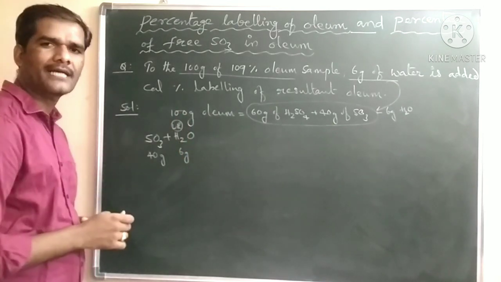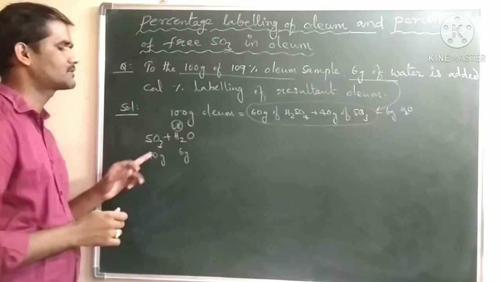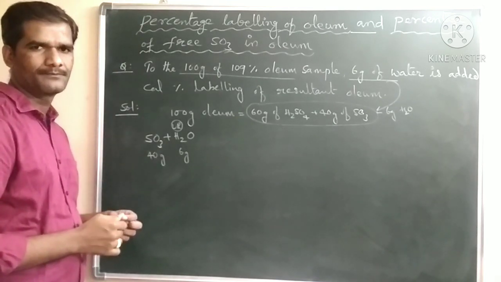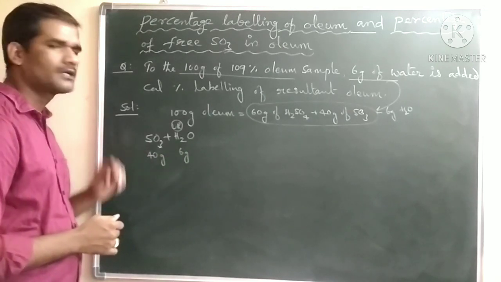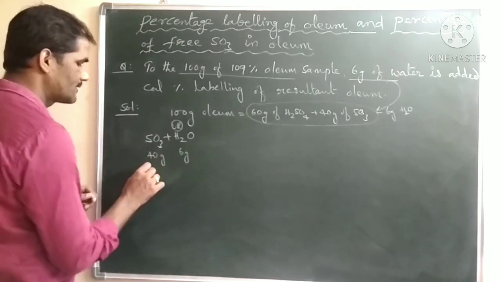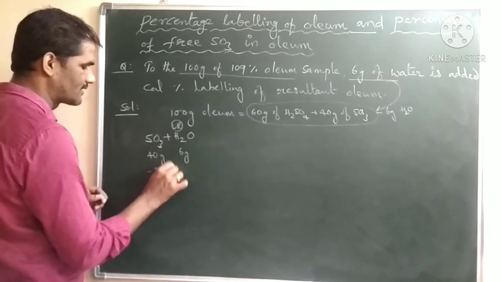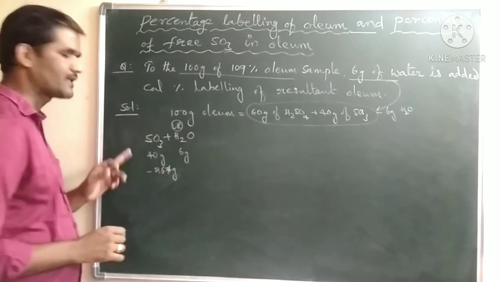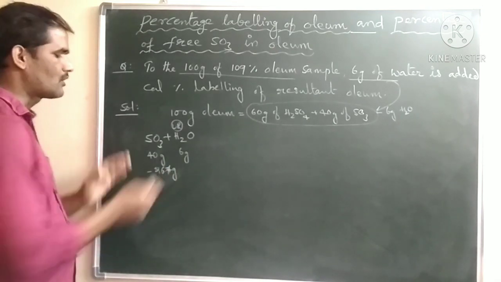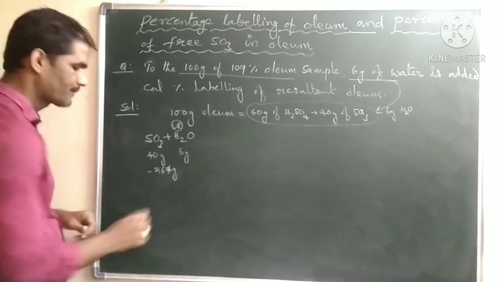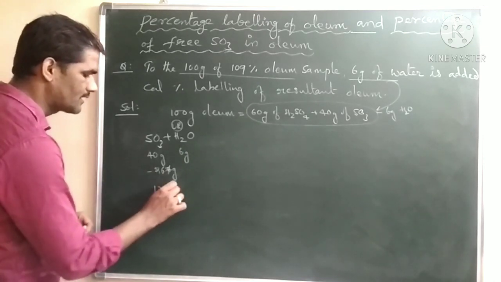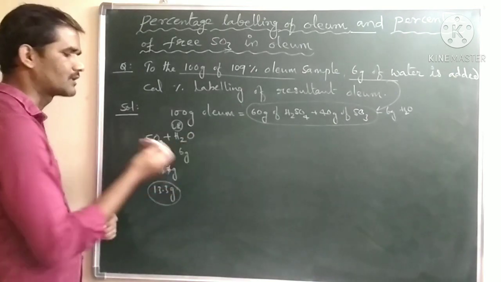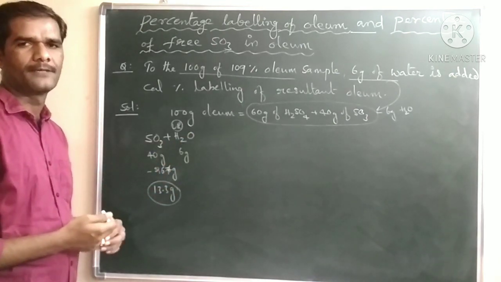Here SO3 will not react completely. Why? Because for 40 grams, the water required is 9 grams. Here only 6 grams is available. So for 6 grams, the amount of SO3 reacted is almost 26.7 grams. 26.7 grams of SO3 only will react. Then how much amount of SO3 is left? So 13.3 grams of SO3 is left.